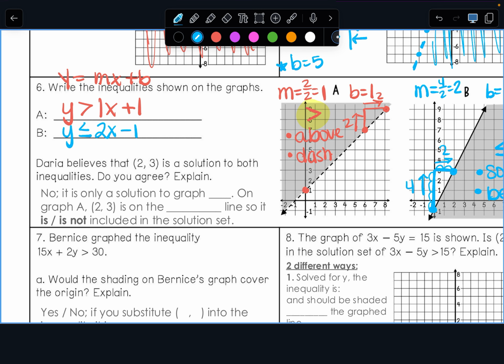Daria believes that (2, 3) is a solution to both inequalities. Do you agree? Yes or no? How do I know if (2, 3) is a solution? You have to plot it. You have to plug it in. Where on the graph specifically? On the shaded area. In the shaded area.